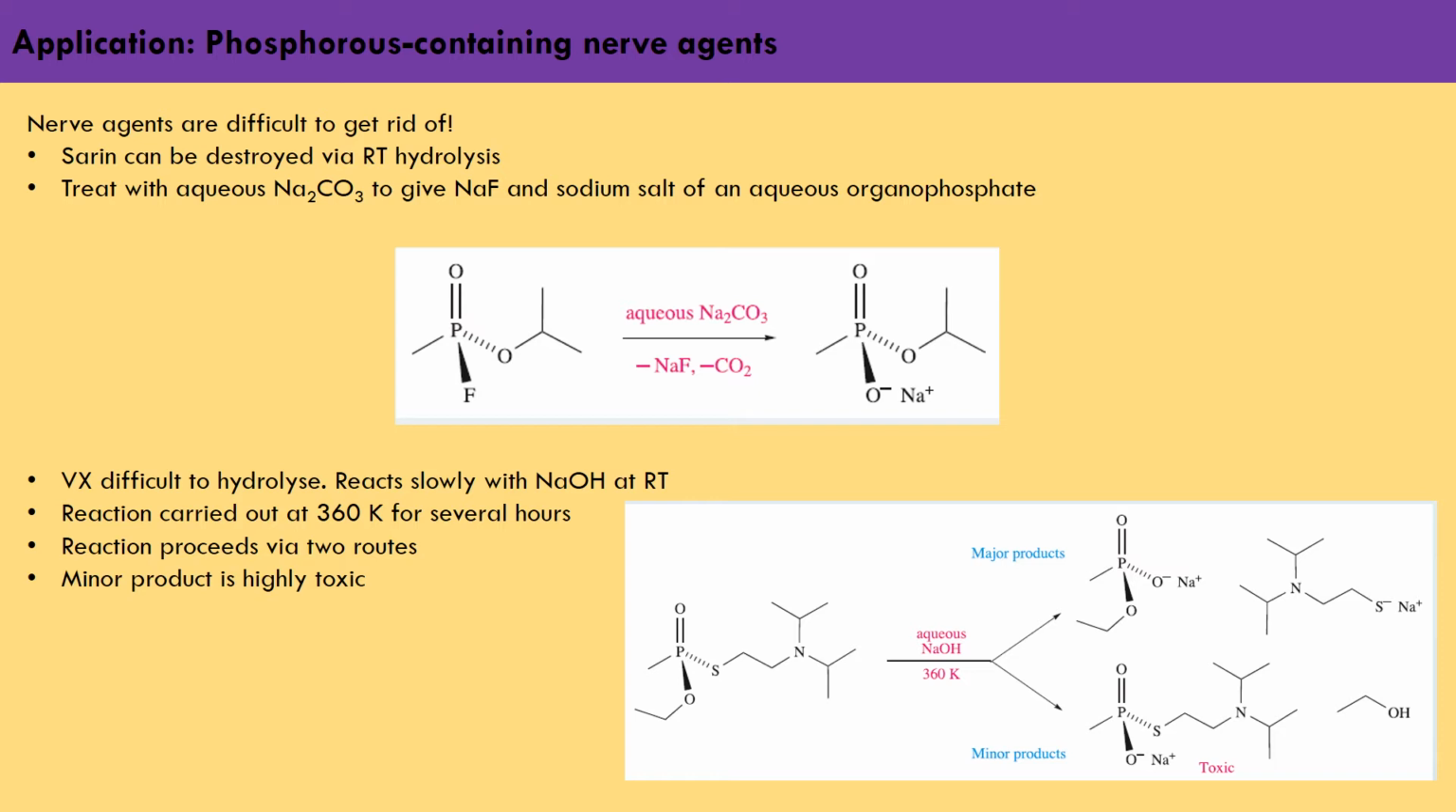And that reaction proceeds via two routes. The major product cleaves that sulfur carbon bond and essentially splits the original VX molecule into two.